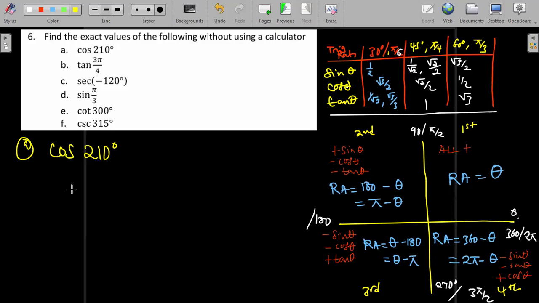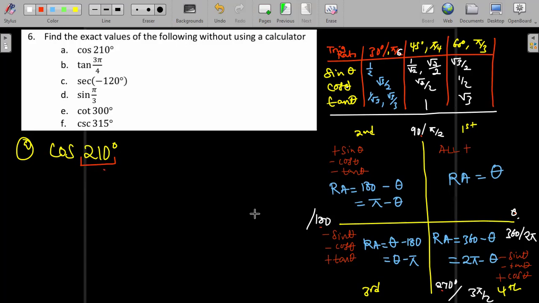So we first look at this same angle here. Where is it in the quadrants? Remember this is 0, 90, 180, and then this is 270.